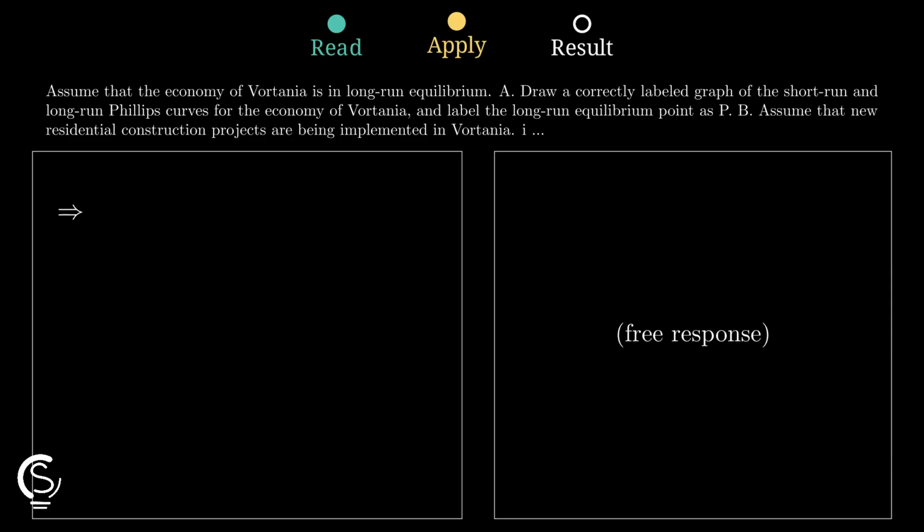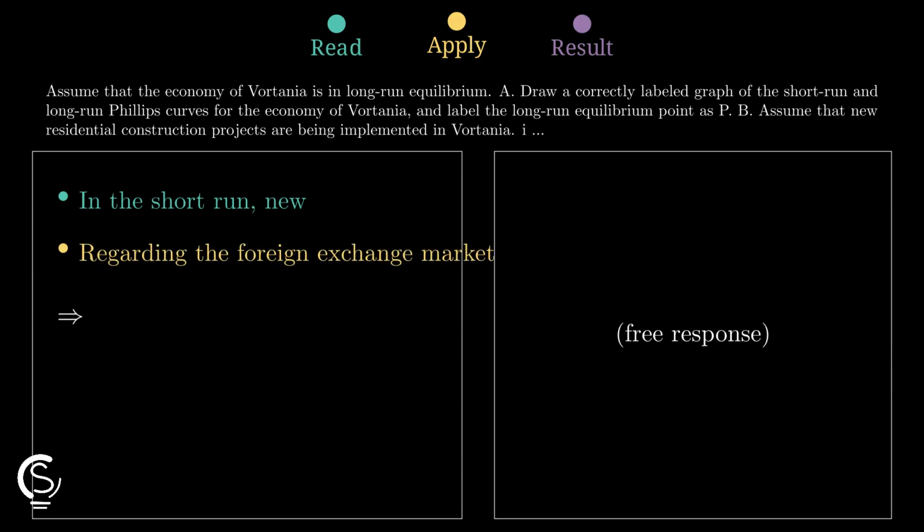For foreign goods, consequently, Vortanians supply fewer crowns in the exchange market to buy Rodarin marks, causing the supply of crowns to shift left and the exchange rate, or value of the crown, to appreciate. This appreciation makes Vortanian exports relatively more expensive and imports cheaper, which decreases net exports, NX.